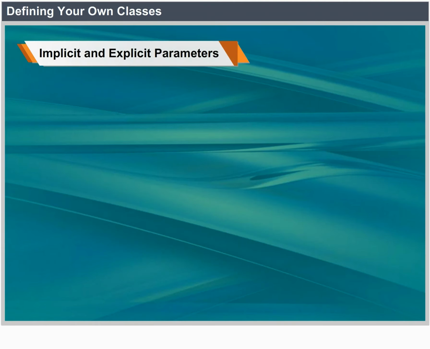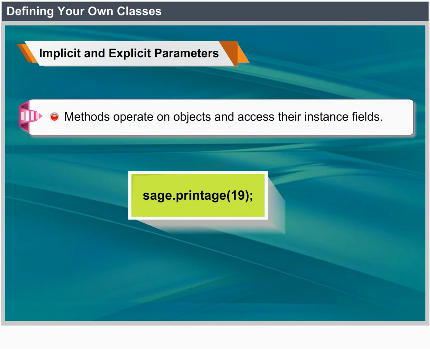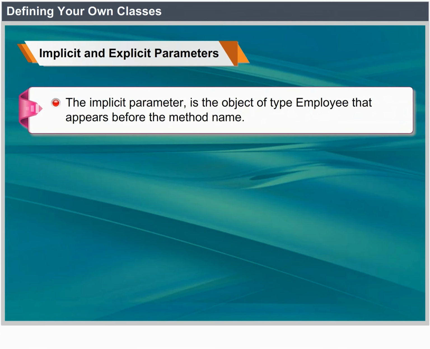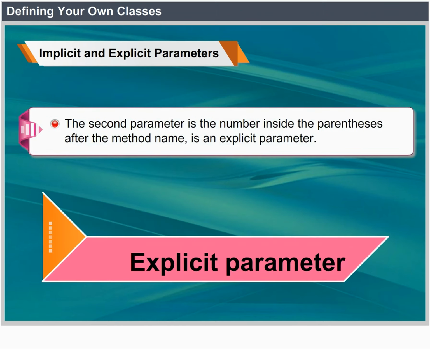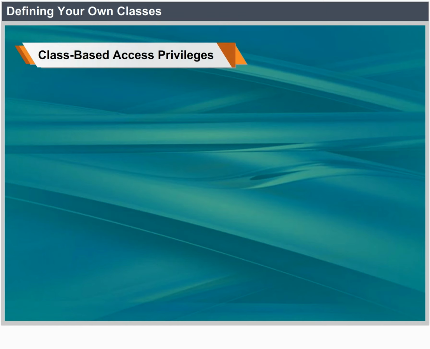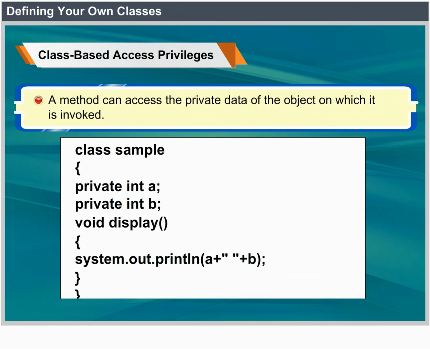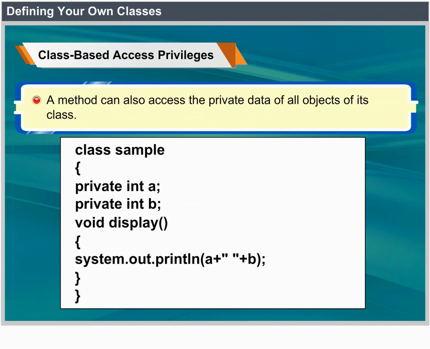The implicit and explicit parameters. Methods operate on objects and access their instance fields. For example, sh.printAge(19). The implicit parameter is the object of type Employee that appears before the method name. The second parameter is the number inside the parentheses after the method name. It is an explicit parameter. In every method, the keyword this refers to the implicit parameter. Class-based access privileges: a method can access the private data of the object on which it is invoked. A method can also access the private data of all objects of its class.